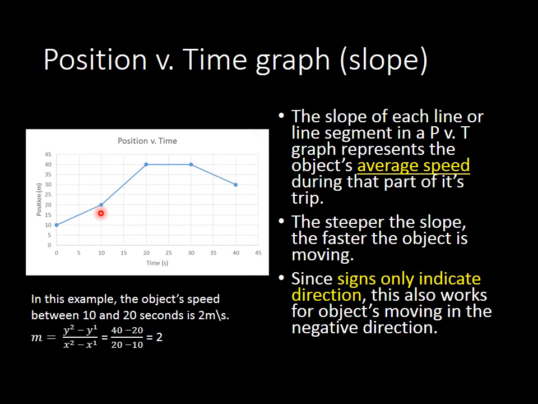And so if I took the second y, the ending point of 40, and I subtracted from it the beginning point of 20, and then I took the ending time 20 and subtracted from it the beginning time 10, I would end up with 20 over 10, which, when I divide that out, would give me 2, or 2 meters per second, which is the way that we would express this measurement.